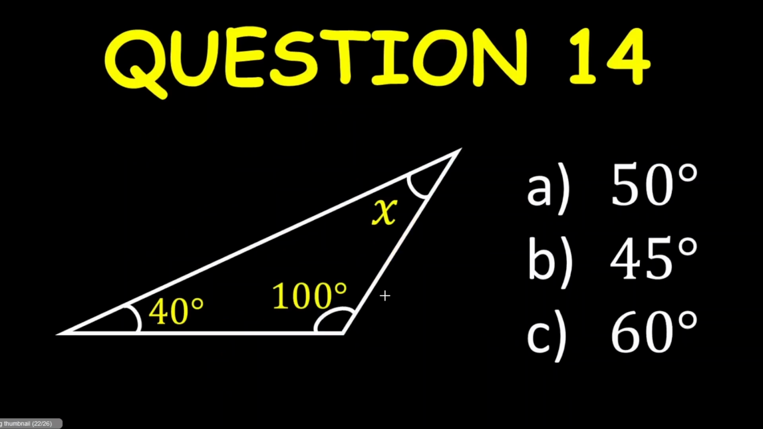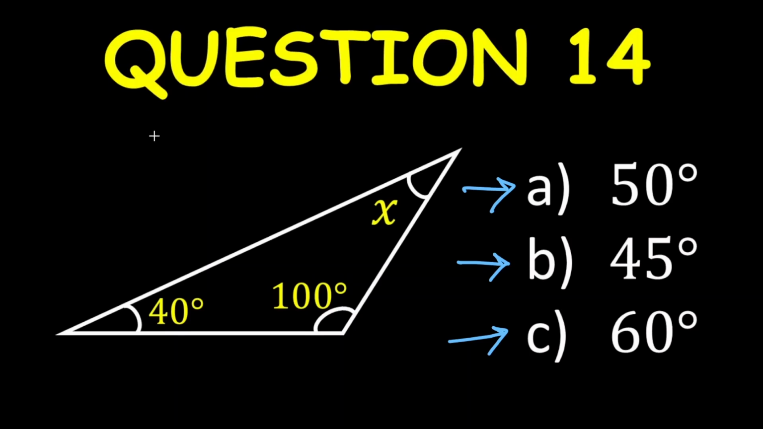Okay, the next question, which is the second to the last question. What is the value of x in this triangle? Option A, 50, option B, 45, option C is 60. So neither of the options is correct. Actually, I purposely did this to see who are truly the math geniuses. So let's look at why.